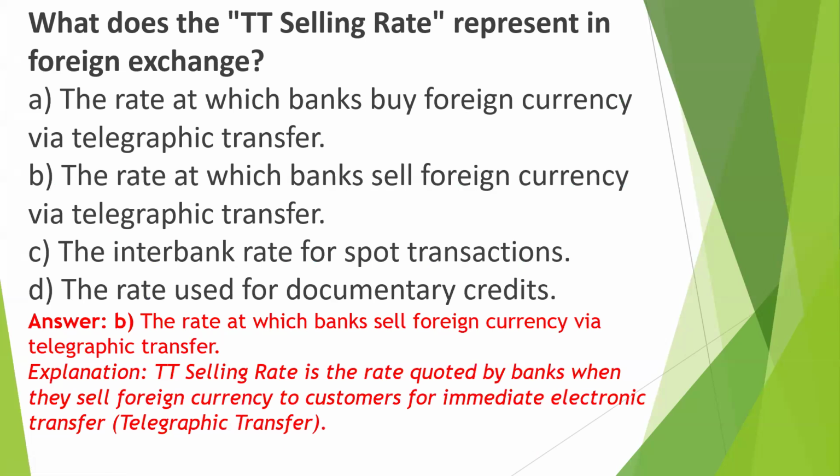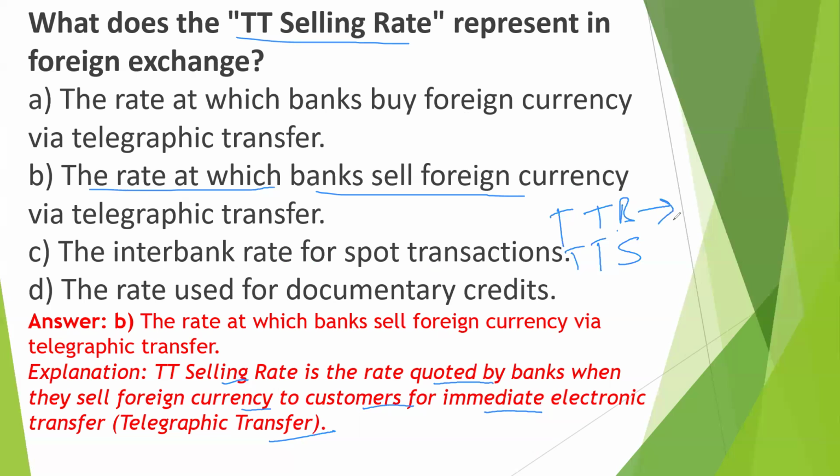The rate at which banks sell foreign currency will be called the TT selling rate. One more thing: the TT selling rate is the rate quoted by the bank when they sell foreign currency to a customer for immediate electronic transfer. In this case, we always remember TT buying and TT selling. In the buy, what will happen?